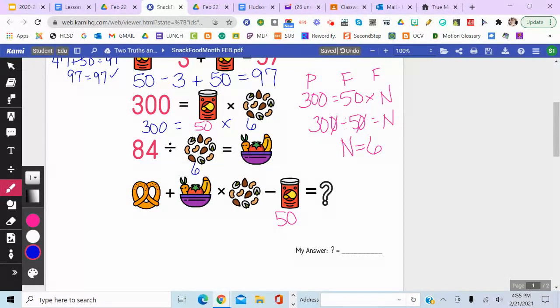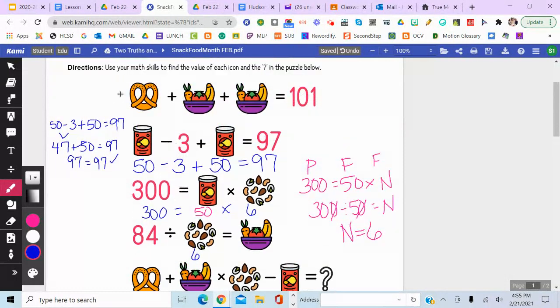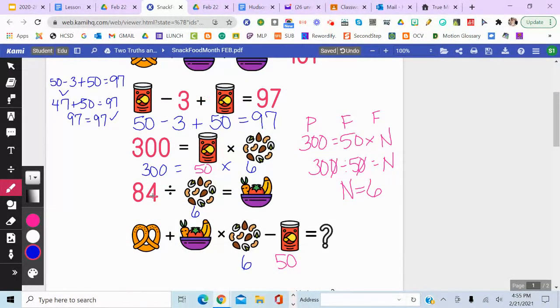We're going to put 6 here and 6 here. Okay, now still not really getting anything here, so let's go ahead and try and solve this. 84 divided by 6 equals the vegetable bowl. Well, that's easy. That's straightforward.